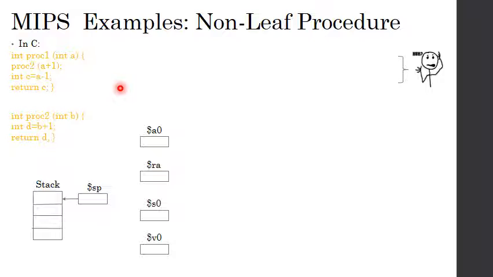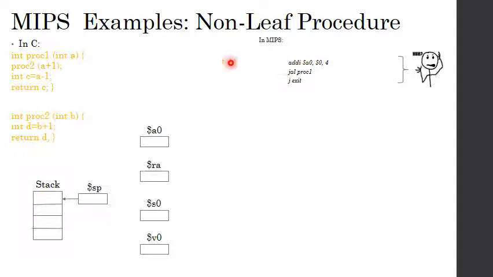Let's start with the main function. In the main function, I'm adding 4 to A0 that I'm going to use in procedure 1, and I'm jumping and linking to procedure 1. And once I'm done with procedure 1, I have nothing else to do, so I'm going to jump to exit. Fair enough? This is inside of my main function. Now I'm going to imagine how proc1 goes.